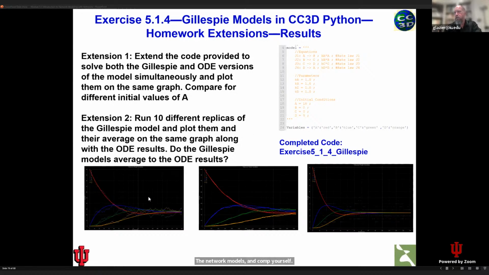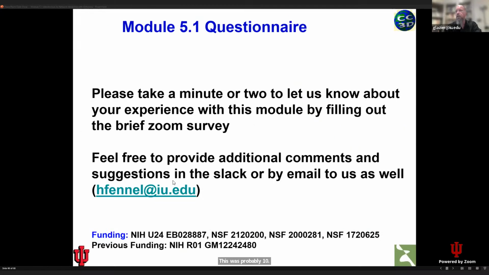So here was actually the simulation where we changed the initial values. 10, this was probably 10. I can't see this, maybe 100, 1,000, 10,000. Okay. So that's all we're going to do for today.